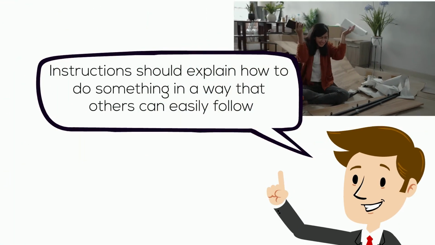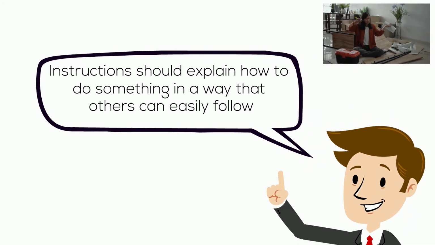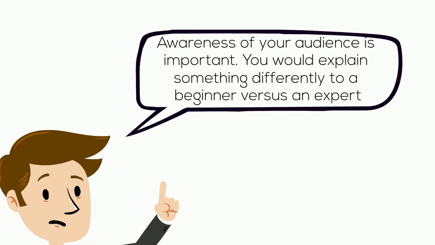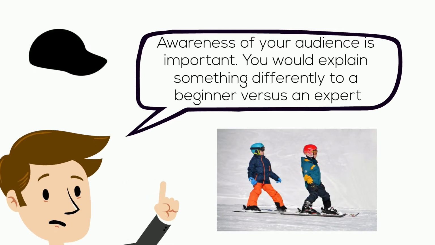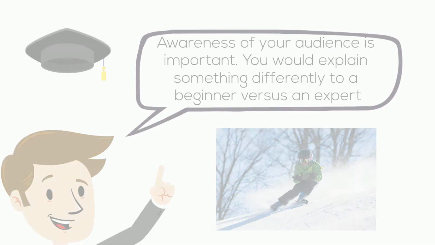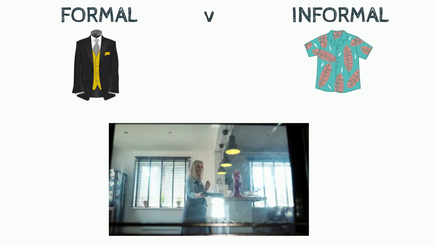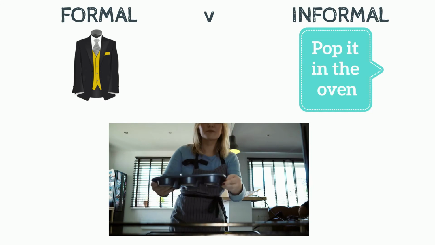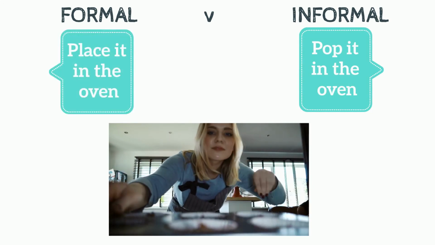Instructions should explain how to do something in a way that others can easily follow. Awareness of your audience is important. You would explain something differently to a beginner versus an expert. You also need to decide on how formal your instructions are going to be. Are you going to tell your reader to pop it in the oven or place it in the oven?